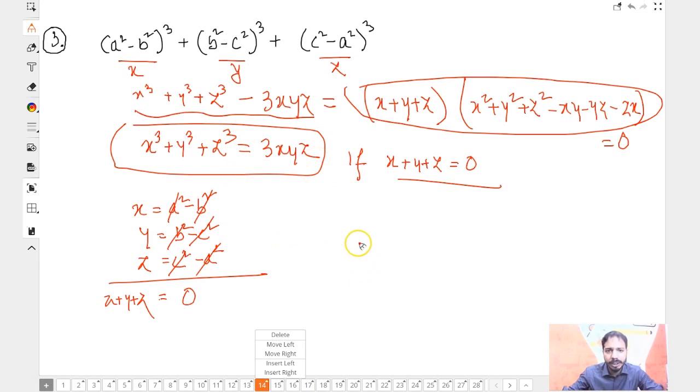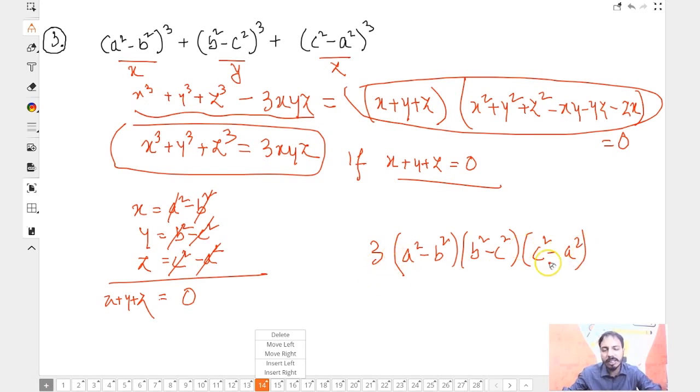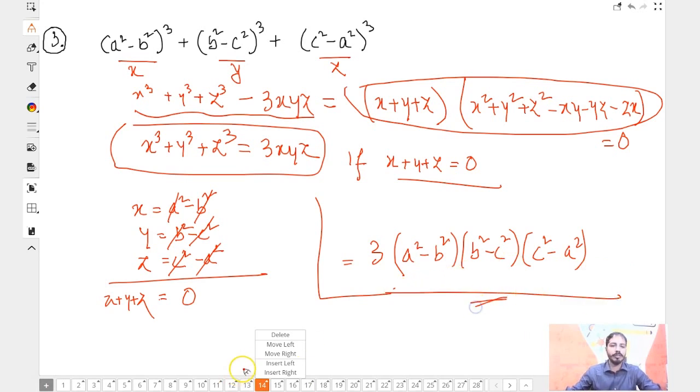So the answer here will be 3 into x, x is a square minus b square, into b square minus c square, into c square minus a square. You can further factorize it, or you can leave it in this form, or you can write it as a plus b, a minus b, b plus c, b minus c, c plus a, c minus a. Right? So in this way also you can do this. So this is all about factorization, guys, and using identities you can factorize.